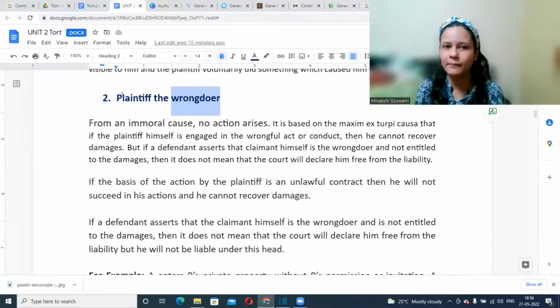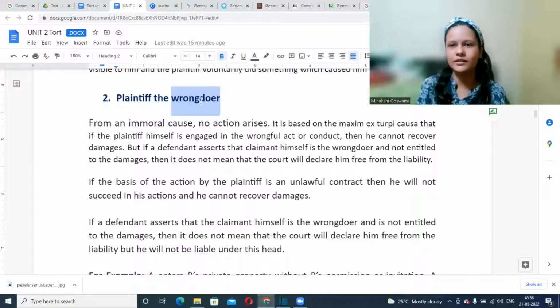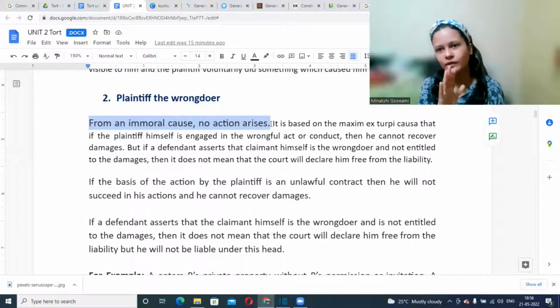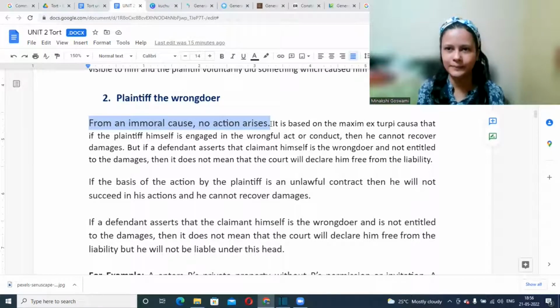But here what is happening? The plaintiff is filing a case, but the plaintiff himself is a wrongdoer. He only did something wrong, he suffered injury, and now he is complaining about it. Okay. So it says, from an immoral cause, no action arises. If you are going to court, complaining about something and asking for compensation, you should be right in your point. It should not happen that you are doing something wrong and then complaining. That should not happen.